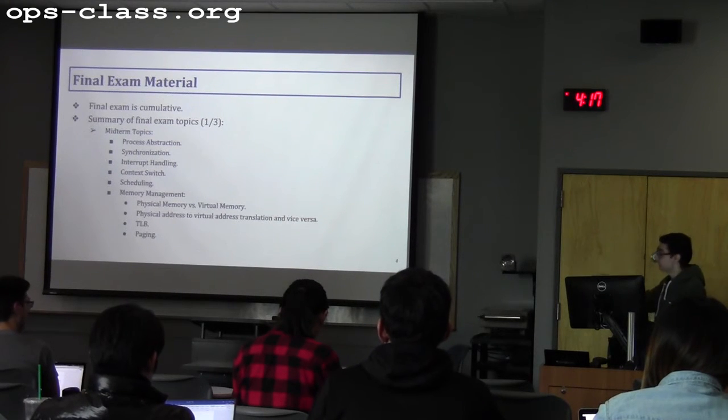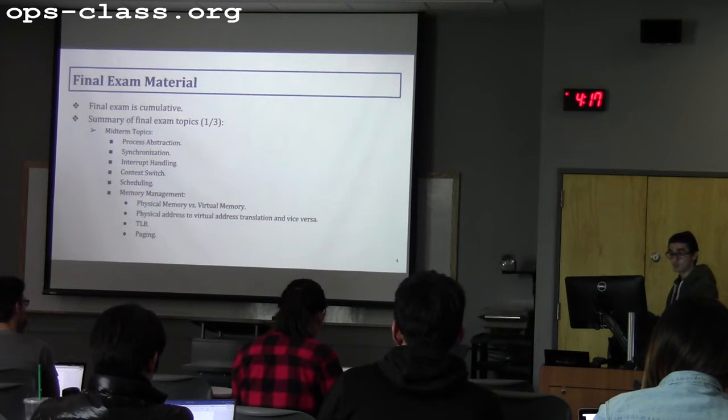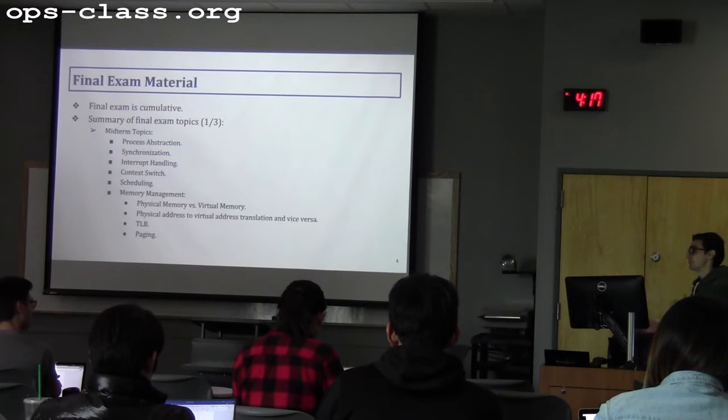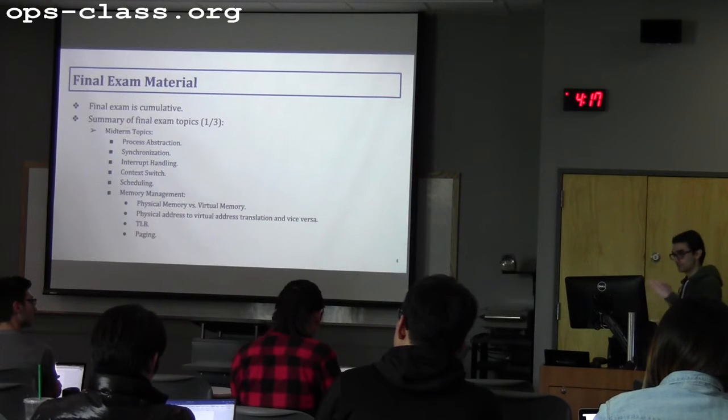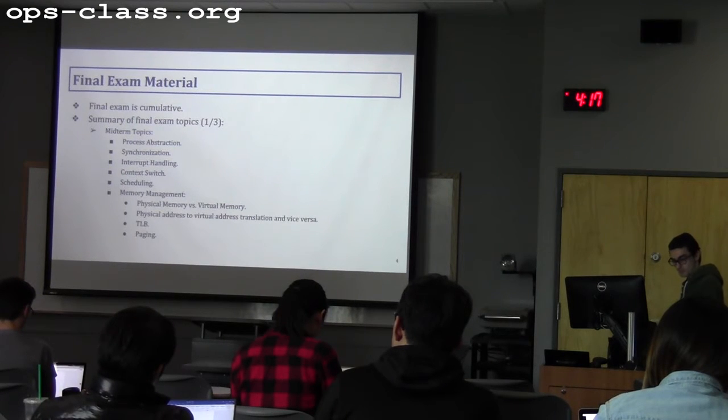And then the context switch. Why do we need a context switch? Scheduling: what are the algorithms that we presented in class for scheduling, like RSDL, round robin, and you should be able to compare them, or, as we had in the midterm, implement new capabilities for these, improving these algorithms. And then we have memory management.